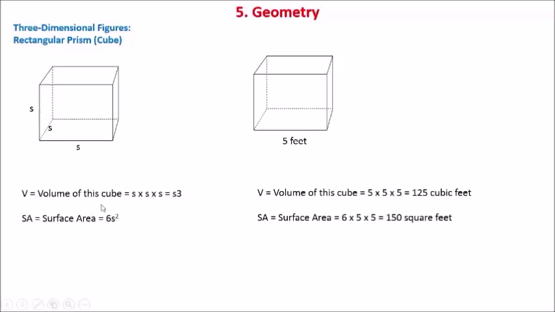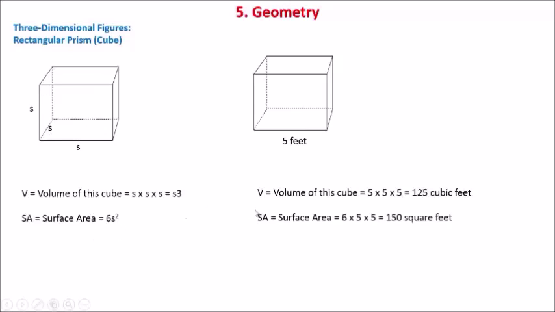Then we saw before the volume of this cube. We already saw that it's s times s times s, s cubed. And the surface area, we already saw that there are 6 faces, and each area is exactly s times s, s squared. So the surface area is 6s squared.